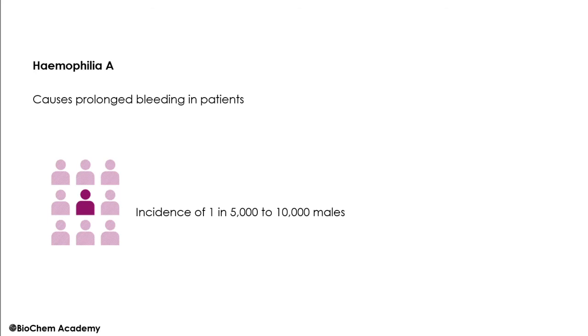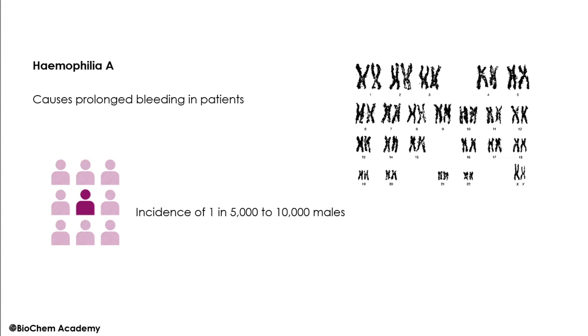So hemophilia A has an incidence rate of about 1 in 5,000 to 1 in 10,000 males, depending on the region. Now, I said males because the disease affects males and rarely females. The reason for this is because the gene that causes hemophilia is located on the X chromosome.